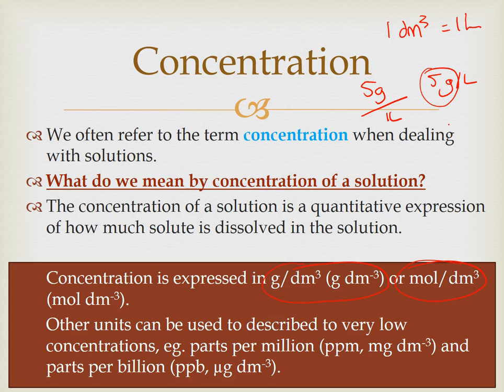We can see concentrations in many other units, including parts per million, milligrams per decimeter cubed, parts per billion, and things like that. The most important one, and the only one that you need to deal with at this point in time, is moles per decimeter cubed, remembering that if we have grams, we can convert to mole.